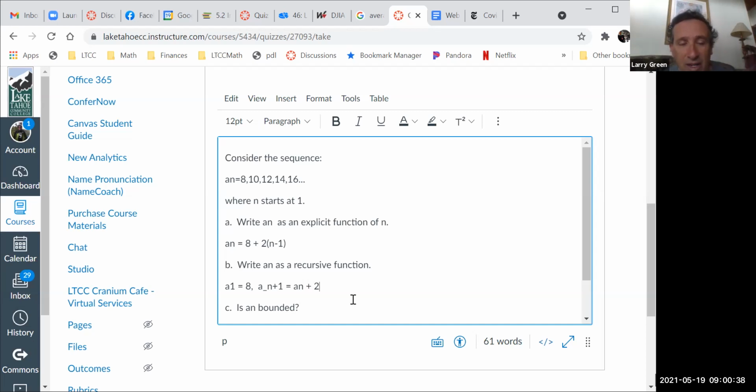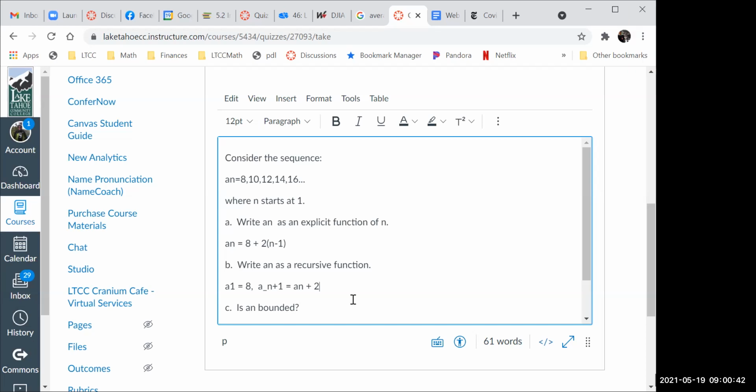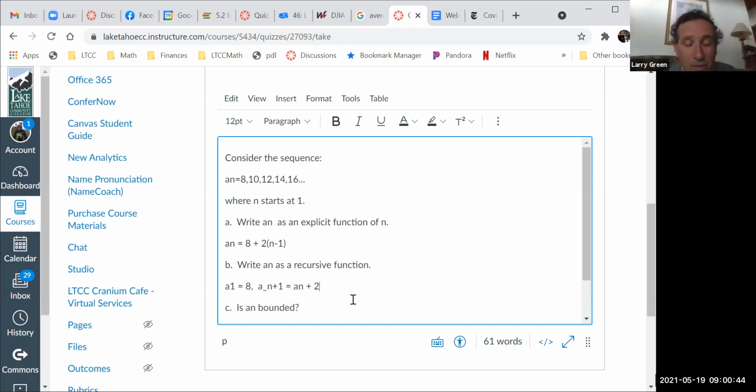Any questions on part B? You could also write A_n equals A_(n minus 1) plus 2. It's exactly the same thing.